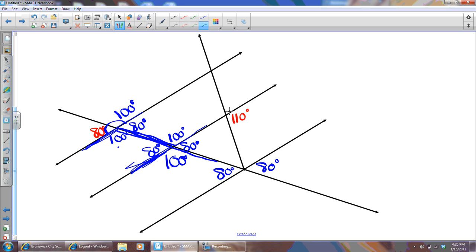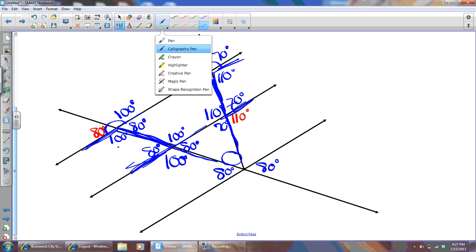Okay. Now I'm going to come up here. And this one here is going to be 110 because it's vertical to that one. Here I see a real nice F. So this one's also 110, and that's 110 because it's vertical. Here I have supplementary angles, so this must be 70 degrees, which makes that 70 degrees, makes that one 70 degrees, that one 70 degrees. Now if I could figure out this angle here, I could probably figure out this last one. I don't know this angle here.